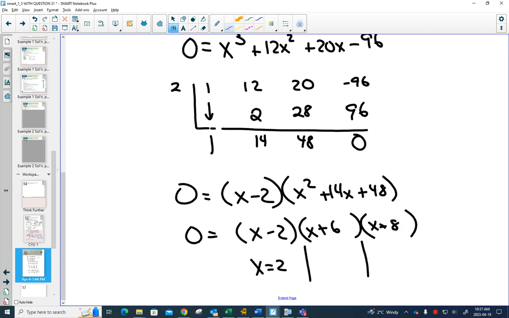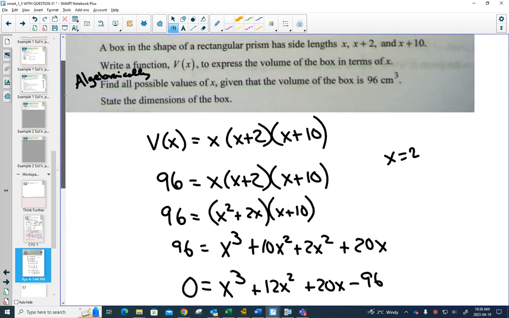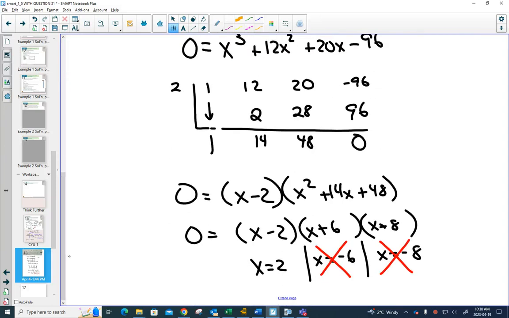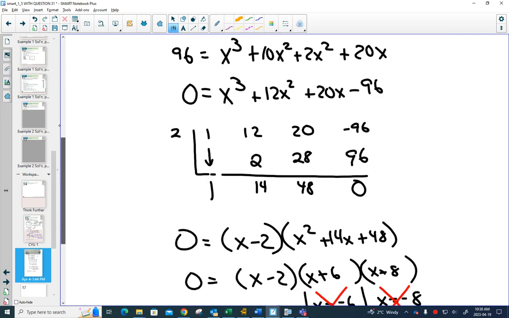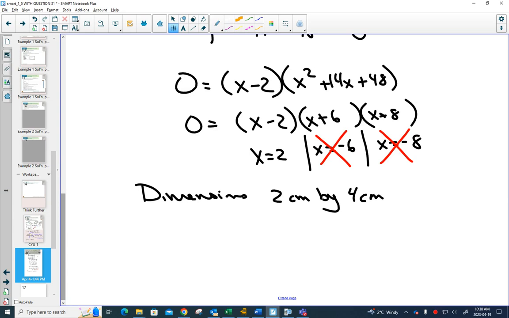So our solutions are 2, -6, and -8, but these answers don't exist and are not possible. So this question was asking, given the volume, it does not state the dimensions of the box, we have to make sure that we read our question at the end. Dimensions are 2 centimeters by, one of them was x plus 2, x plus 10 by 4 centimeters by 12.